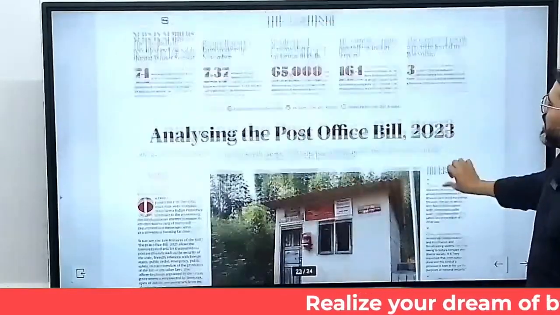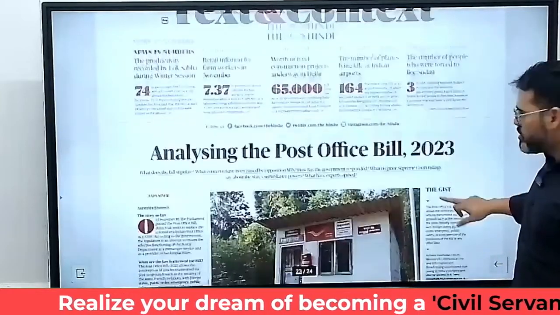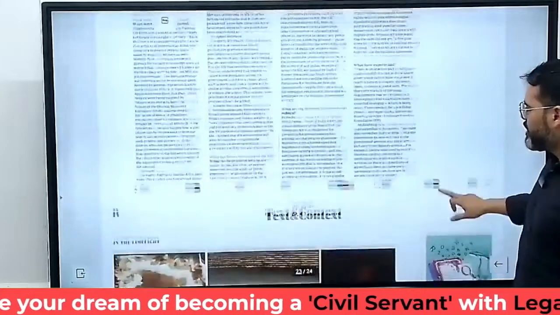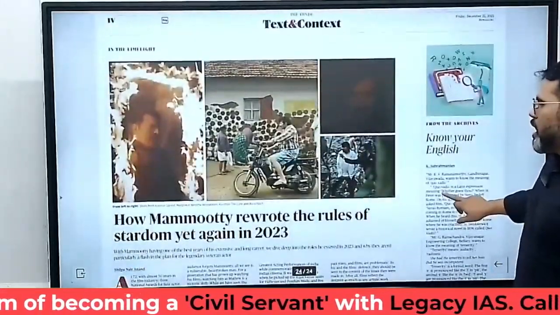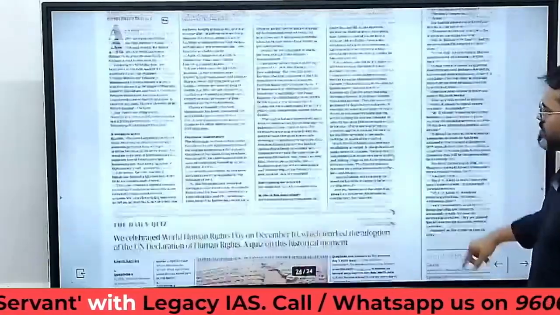हाँ एक ये और आता है, basically this will come, okay, this analyzing the post office bill 2022, complete analysis you will get here, correct. How this, again not important. That's it. इतना ही.